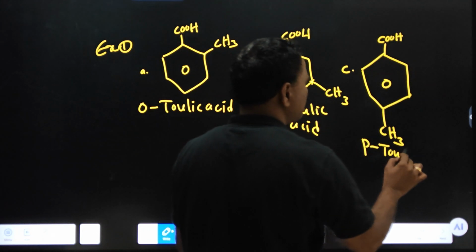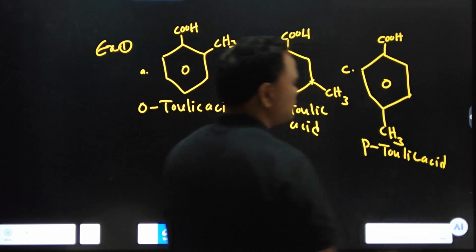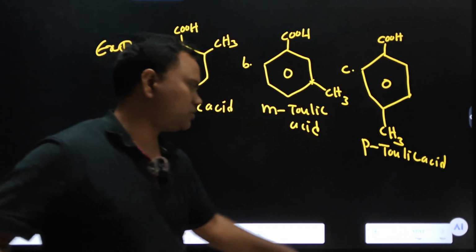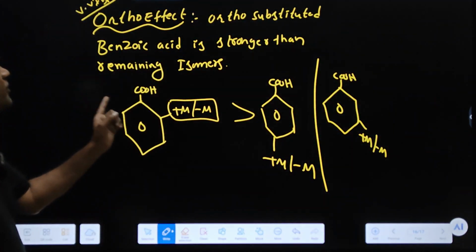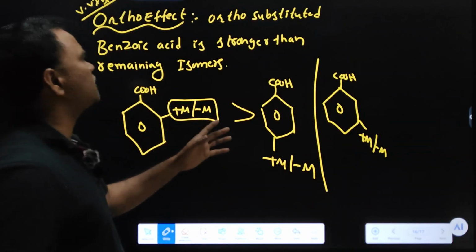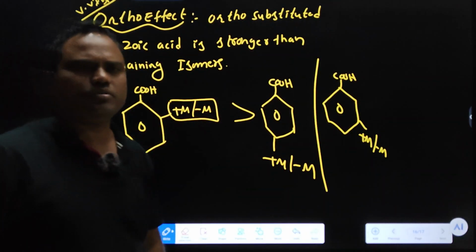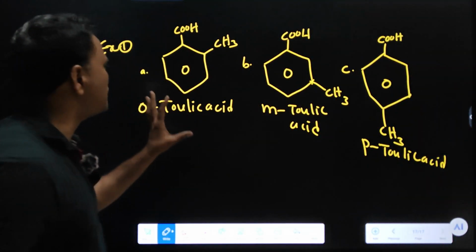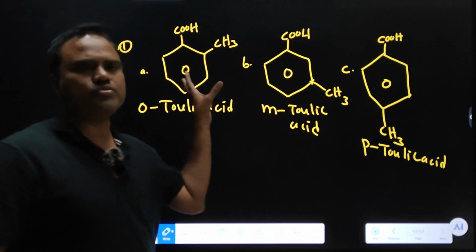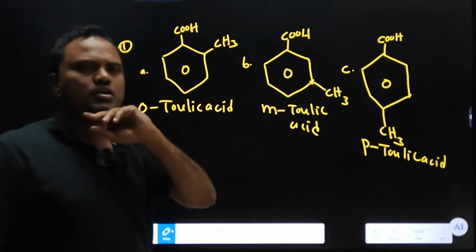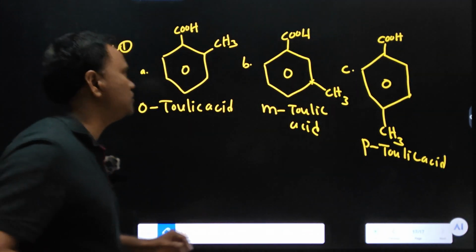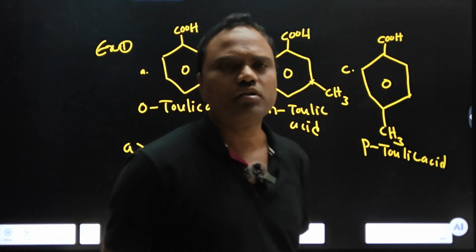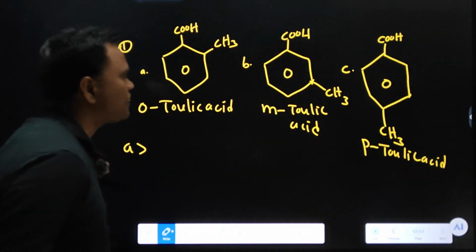Names are very, very important. First of all, which is more acidic? What is ortho effect? Ortho substituted benzoic acid is a stronger acid than the remaining isomers. Which is ortho substituted benzoic acid? This is ortho substituted benzoic acid, right? It will be a stronger acid, more acidic than the remaining. Clear? So we can eliminate the first one. First one will be more acidic, because that is ortho substituted benzoic acid.